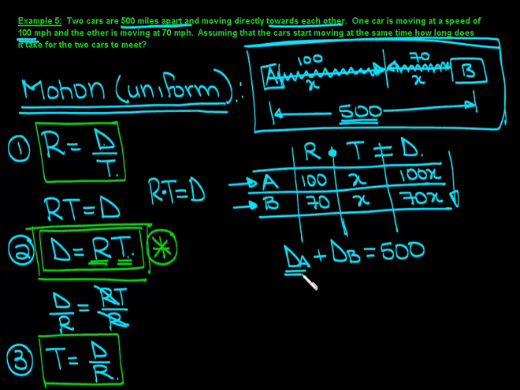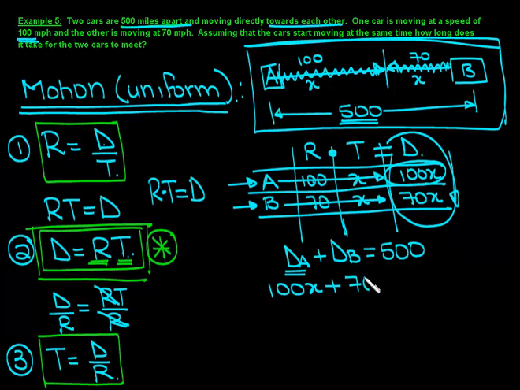I do know what the distance car A traveled. This is my distance column here, and this is the distance of car A because that's my distance row. That's easy to find. That's what? 100x. What is the distance car B traveled? Again, the distance column, car B. That's 70x is equal to 500. There's your equation. One unknown.